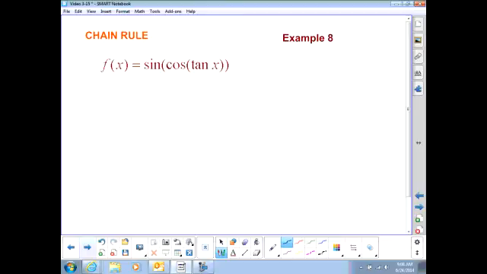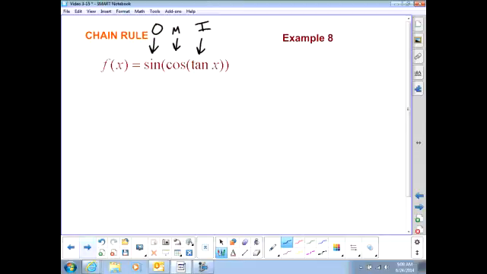Okay, now some more complicated chain rule examples. Here we're going to have double chain rule. Sine is our outermost function. We now have what we'll call our middle function, and then tan is our inside function.